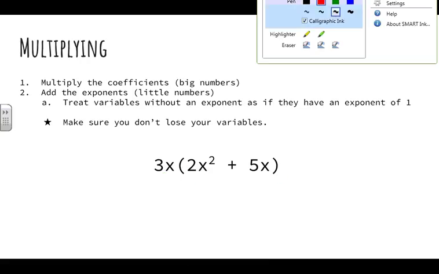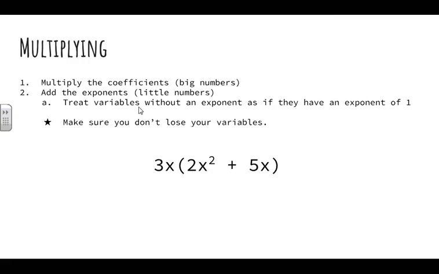Just like I noted up here, we're going to treat variables without exponents as if they have an exponent of 1. So it might help you to write that in. This variable did not have an exponent, and neither does this one. So just so you see how the process works, multiply the coefficients, add the exponents. We're going to use the distributive property here. We're going to multiply everything in parentheses by this number right here, our factor.